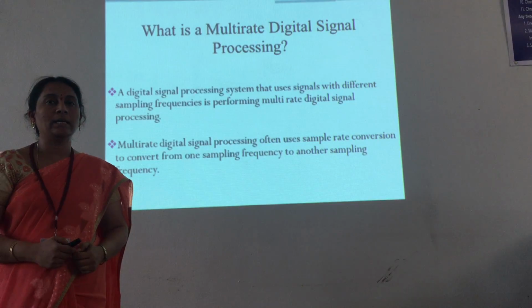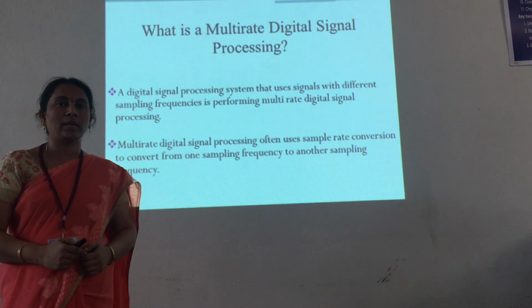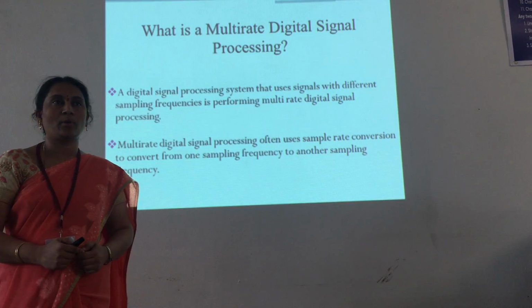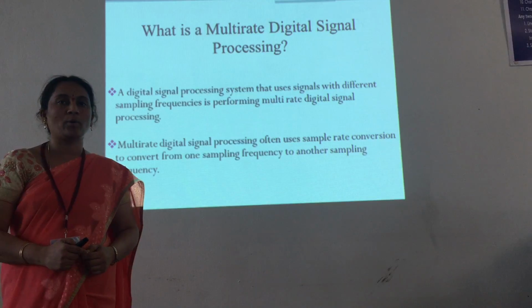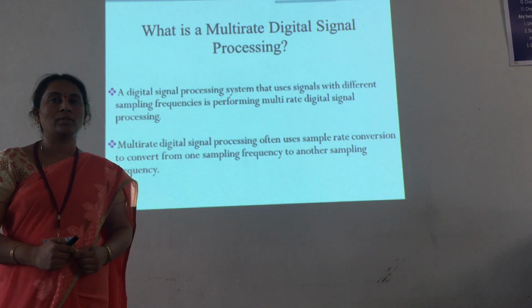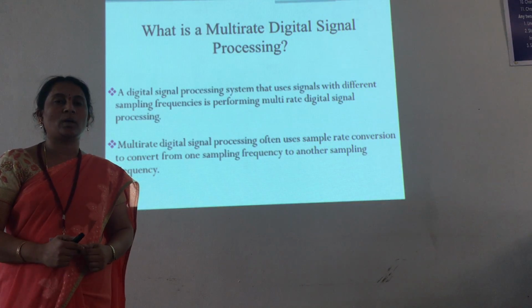First we will see multi-rate digital signal processing. The systems that employ multiple sampling rates in the processing of digital signals are called multi-rate digital signal processing. Multi-rate digital signal processing uses sampling rate conversion. First, what is a sampling rate conversion? A conversion of a signal from one sampling rate to another sampling rate is called sampling rate conversion.